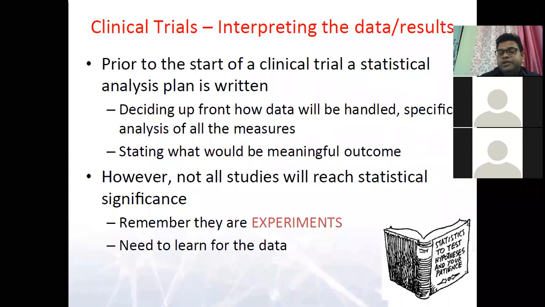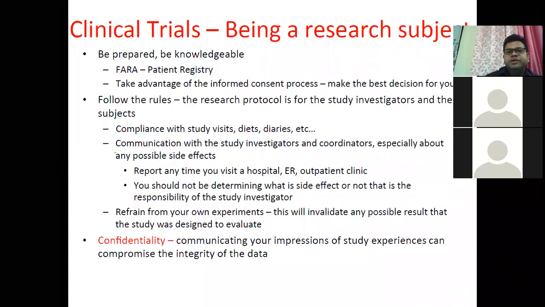However, not all studies will reach statistical significance. They are experiments, and not all the data is useful for our analysis purpose. We will collect different types of data, but we are not using all the data for analysis. So you just identify those.